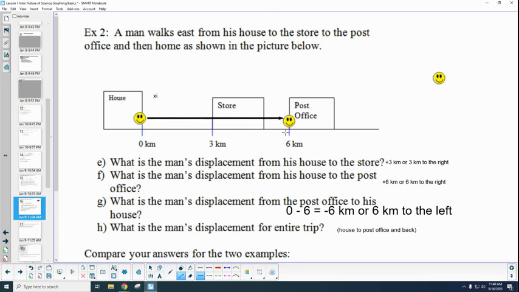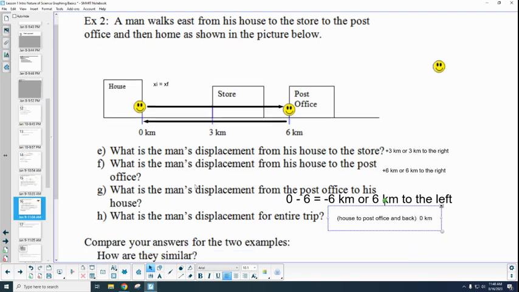Then we returned from the post office going back to the house, the original position. So our original position, the xi, our initial, is the same as the final. If there is no change in position, there is no displacement. So for this entire trip, the answer would be 0. This is where you see the difference in the idea. So 0 kilometers would be the displacement, and that is because there was no change in position. They started and stopped at the same spot.